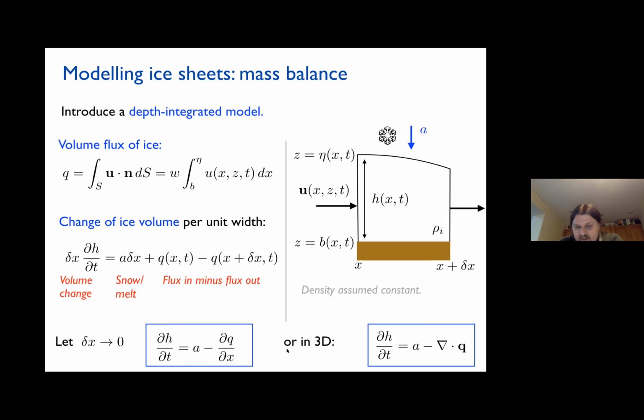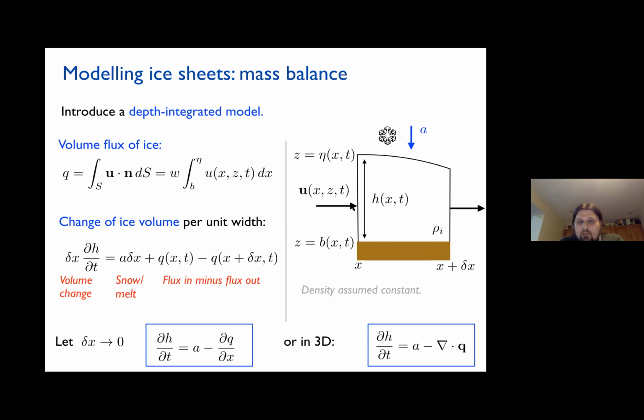And this basically carries over. If you do the same argument, adding the extra dimension in and allowing ice flow in two horizontal dimensions, you get the divergence of a horizontal flux instead. Okay, so we've got a mass budget for our ice sheet now.